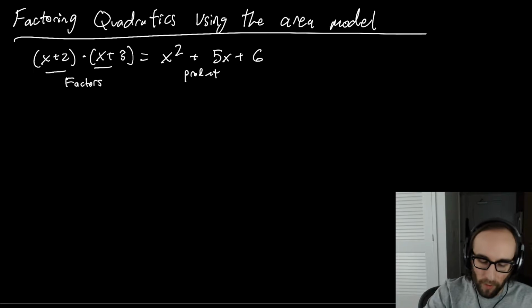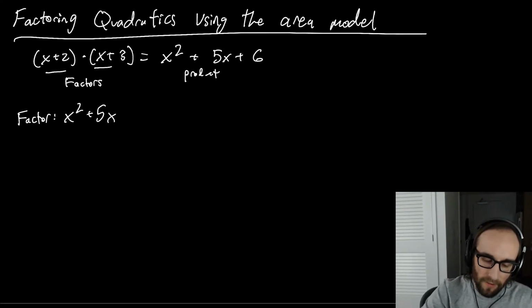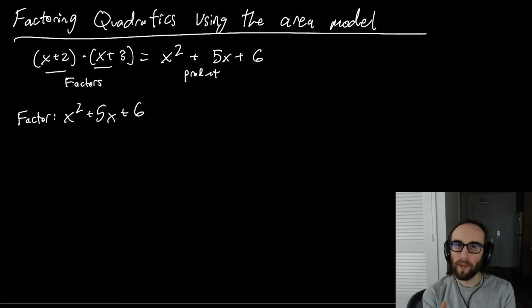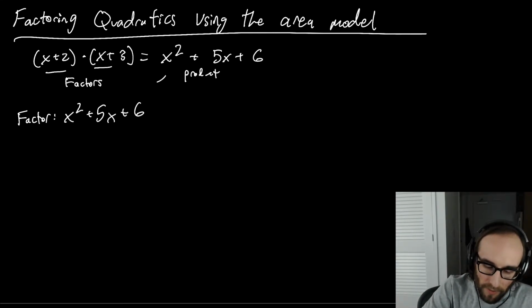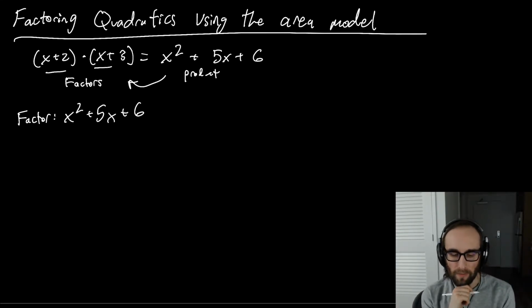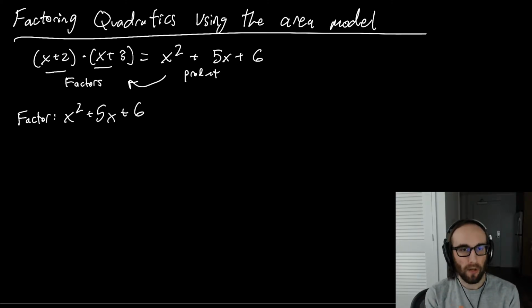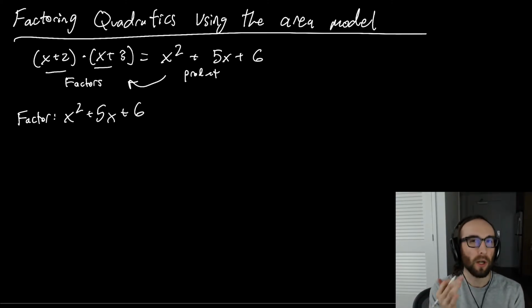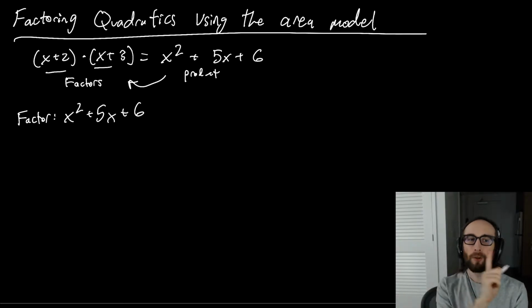Let's assume we're given the product, and then we're being asked to factor the product. So let's say we're given x squared plus 5x plus 6. Well, we know we can rewrite this as two factors because we did the work above. We know that we could go backwards here and rewrite it as x plus 2 times x plus 3. But the issue here is we don't know how to work backwards. How do we go from that right side to the left side?